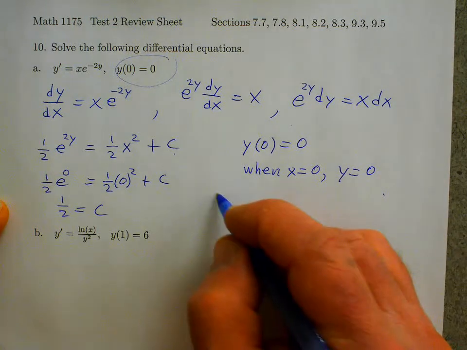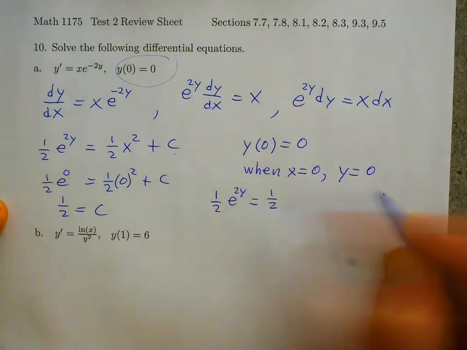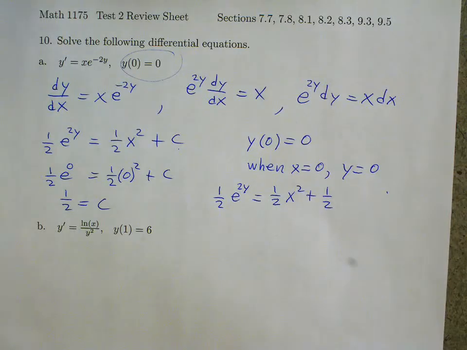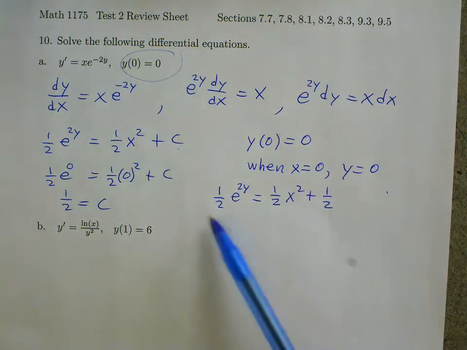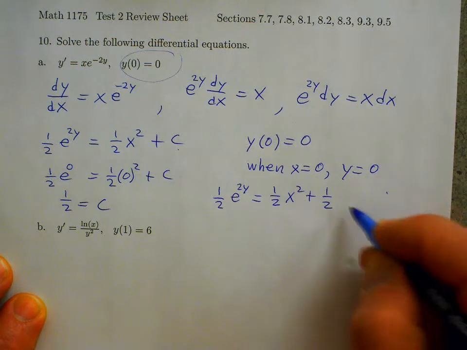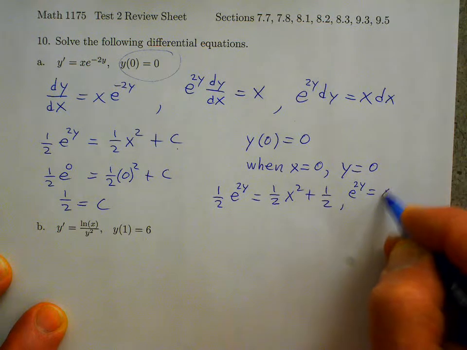Okay, so let's write that 1/2 e to the 2y equals 1/2 x squared plus 1/2. Sometimes you'll see answers like this where they don't actually solve for y. But we can solve for y. We can multiply every term on both sides by 2 just to get rid of the fractions. So we get e to the 2y equals x squared plus 1.